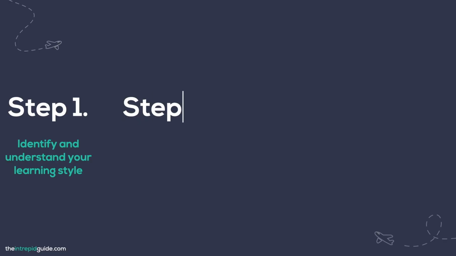So there we have it. Those are the 4 different learner types. Now, after you've taken the quiz to identify what your learner type is, it's time to go to step 2, which is to create your own roadmap to fluency.